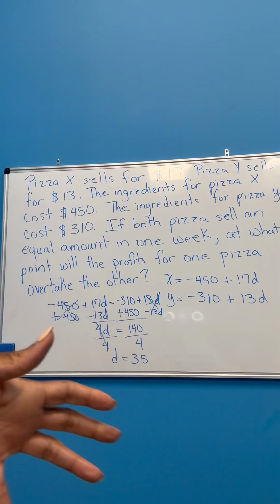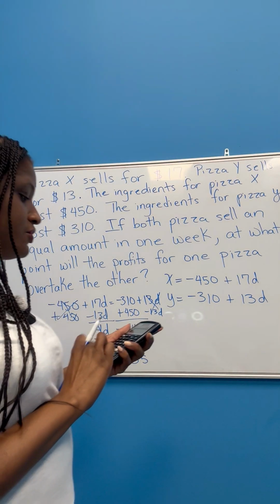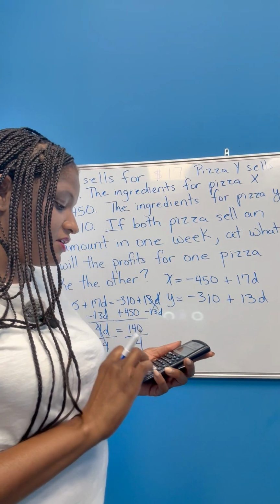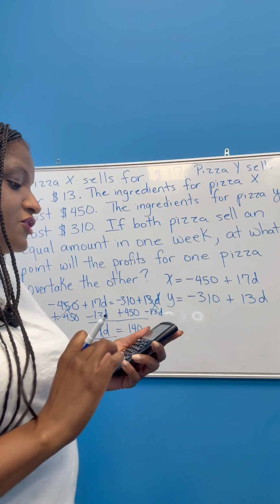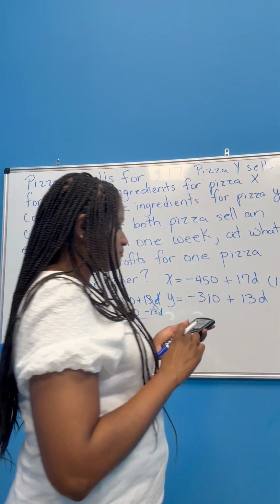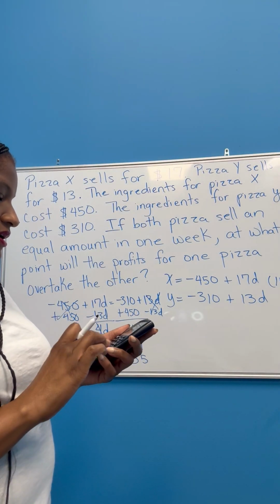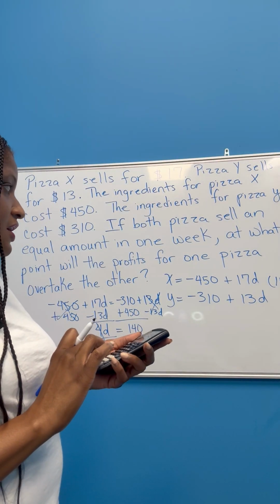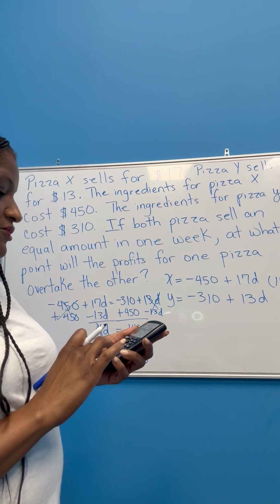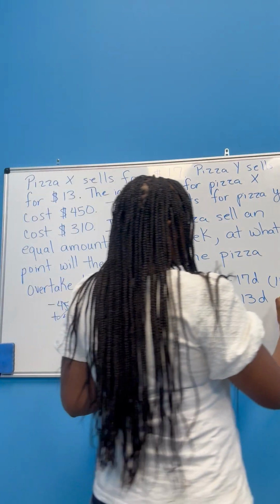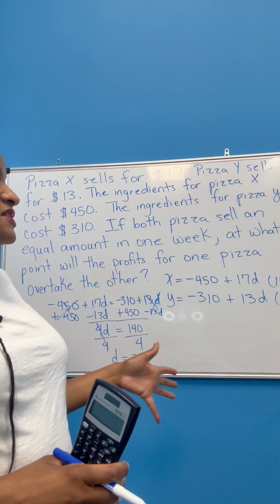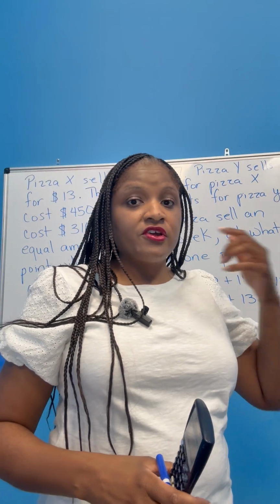And this is something that you could use a calculator to check the answer. So for pizza X, we started off at negative 450, but we sold the pizza. If we sell 35 pizzas, we're making a profit of $145. All right, and then for pizza Y, we spent $310. And we're selling 35 pizzas at $13, again, we're making a profit of $145. So when we sell 35 pizzas, we will make a profit of $145.